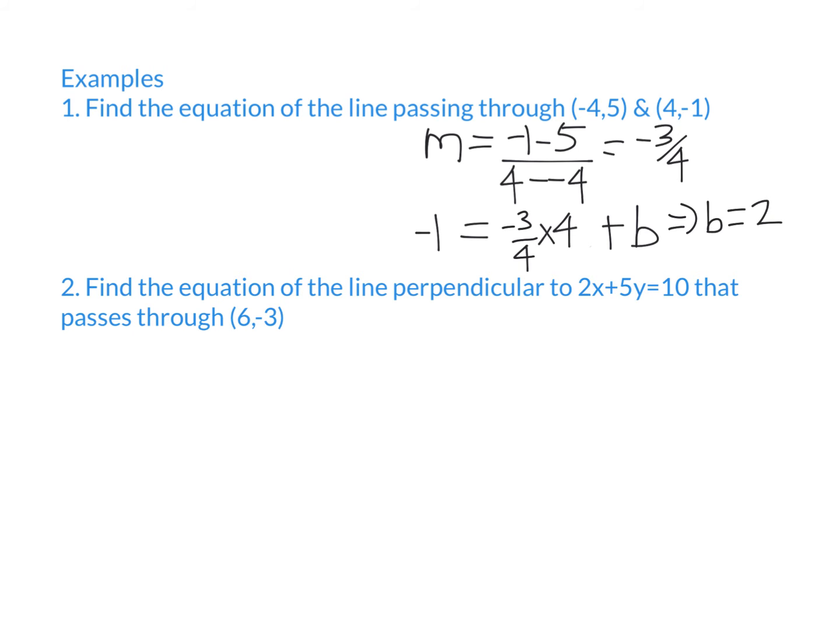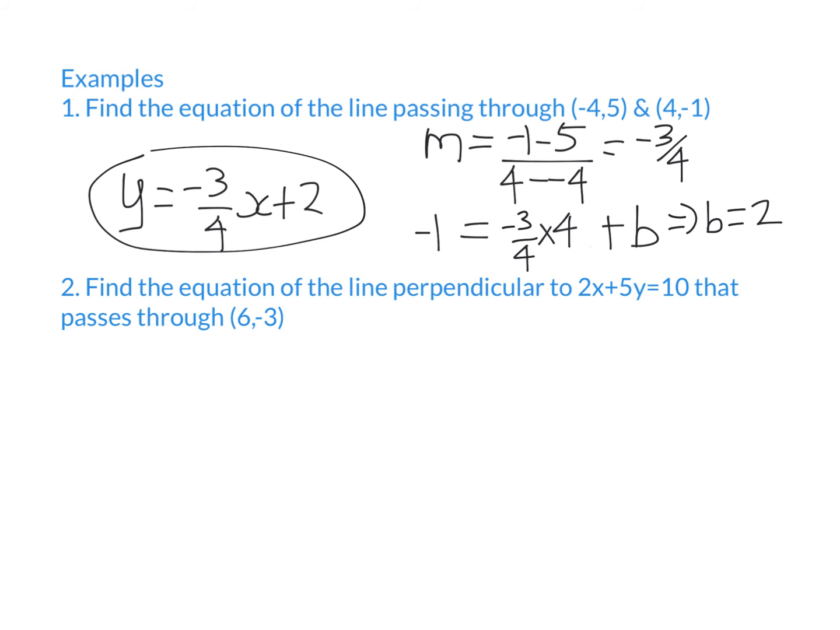Once you found m and b, you're basically done. The equation of this line will be y equals m, which was -3/4, x plus b. And then we're done. All right, let's now look at this question.